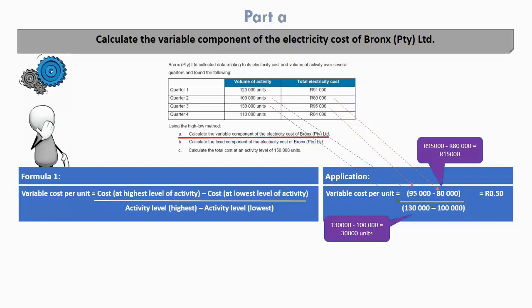This means an increase in activity of 30,000 units led to an increase in total electricity cost of 15,000 rand. As it is assumed that this increase is caused by an increase in the variable costs, since fixed costs remain unchanged, the variable cost per unit of output must be 15,000 rand divided by 30,000 units, giving us 50 cents per unit.